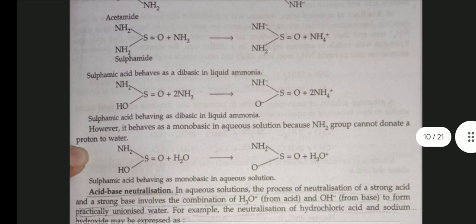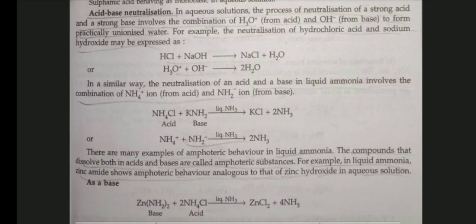Acid-base neutralization. In aqueous solution, the process of neutralization of a strong acid and a strong base involves the combination of H3O+ from the acid and OH- from the base to form practically unionized water. For example, the neutralization of hydrochloric acid and sodium hydroxide may be expressed as HCl plus NaOH gives NaCl plus H2O, or H3O+ plus OH- gives 2H2O.